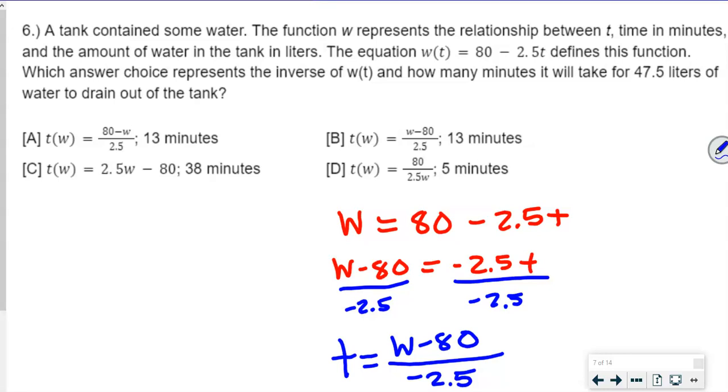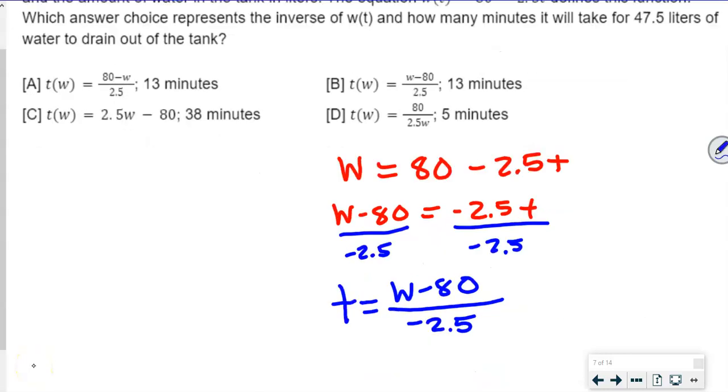So which of these was the correct answer? I want you guys to notice something. With B, we have w minus 80, but it's not divided by the negative 2.5. So if we were to negate the top and make the bottom positive, that would give us minus w plus 80 divided by 2.5. Y'all see that? So which one matches now? Yes, it would be A. So that one's a little tricky because of the way it's written, and the fact that we're dividing by a negative. And it's going to change the signs of everything in the top.